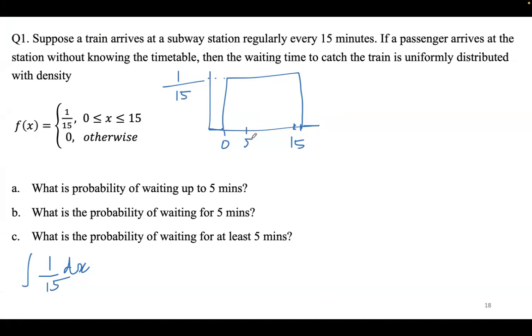So what do you think the answers to the questions are? We don't have to solve them using the calculation, but we can already get the answers. First of all, what is the probability of waiting for up to 5 minutes? What area should I shade here? What area are we looking at?